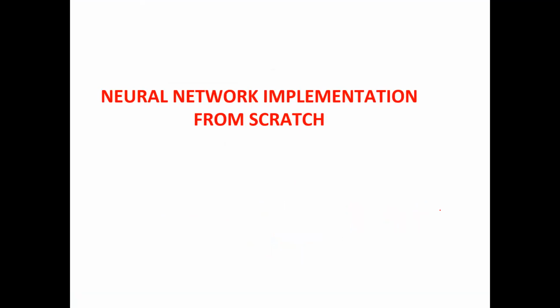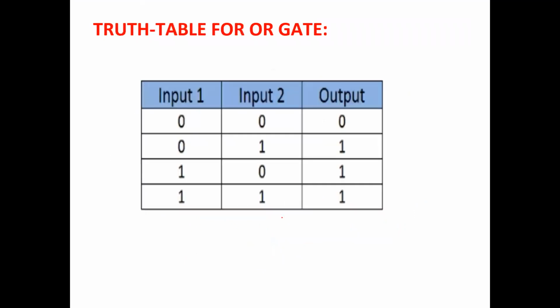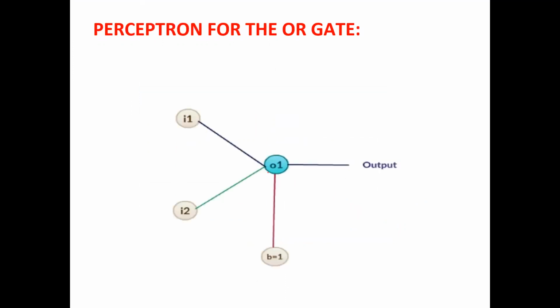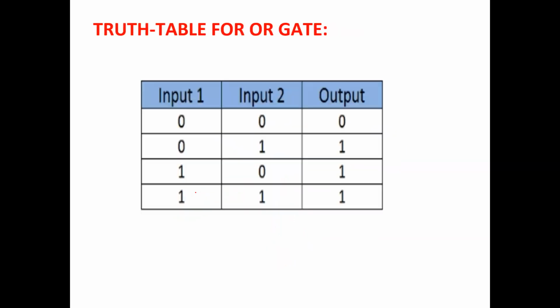Next, we will implement a simple neural network from scratch. For example, if you take the OR gate, we know the OR gate truth table. This is the digital symbol of the OR gate. If you draw the truth table for the OR gate, this is the truth table. We consider input 1, input 2, and output. See, it is a perceptron for the OR gate. A node is there, 2 inputs and 1 bias value and output. We will assign the weight values randomly. Here we will take input 0, 1. For 0, 1, the actual output is 1. We are going to find the predicted output value.